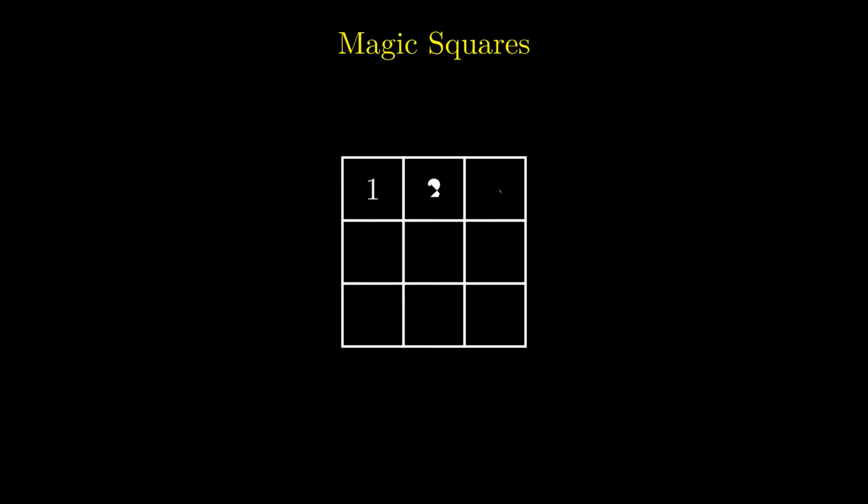What do people understand when they talk about magic squares? Let's start with the simplest example. A 3x3 square can be filled with integers from 1 to 9. Now the sum of integers can be calculated for each row.